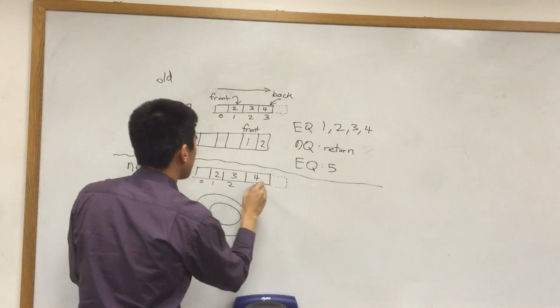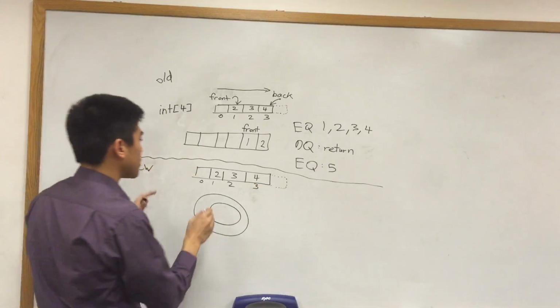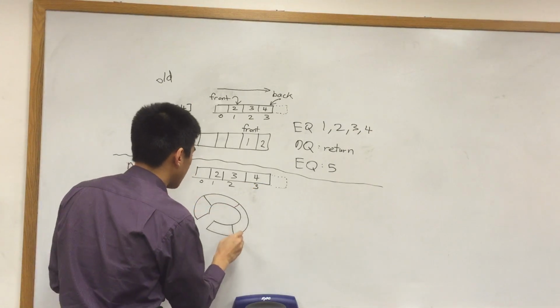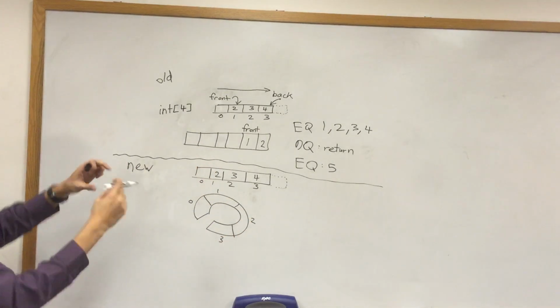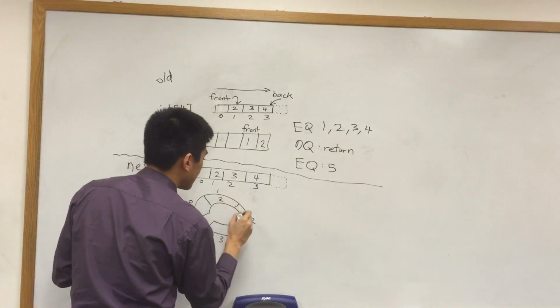This was 0, 1, 2, 3. This is still the same array. There's nothing different about this. This is still 0, 1, 2, 3. It's not bigger, it's not smaller, it's just kind of curled up for visual purposes.